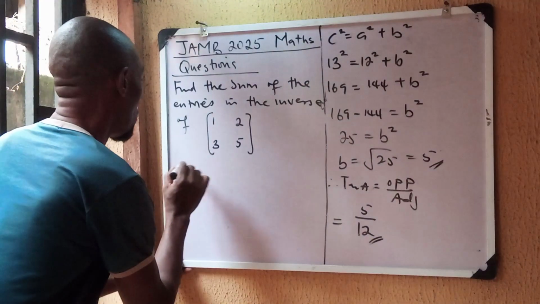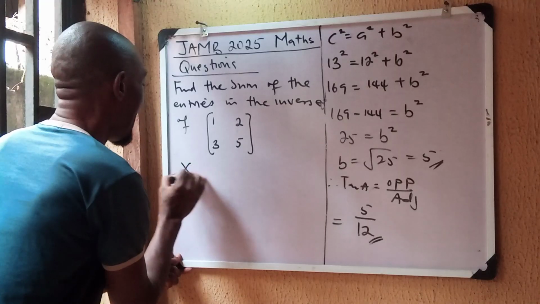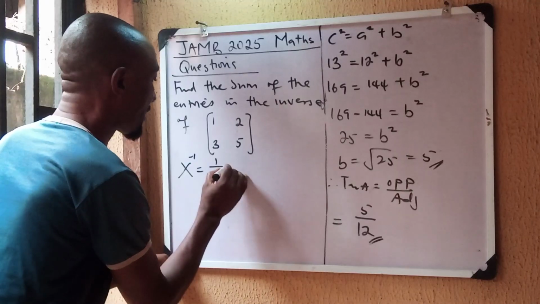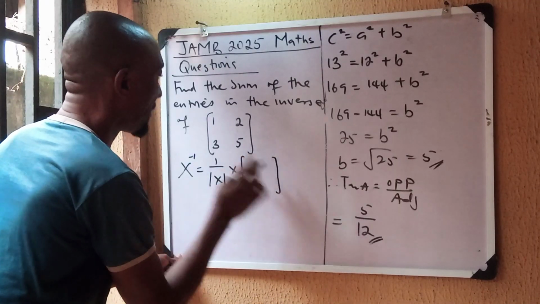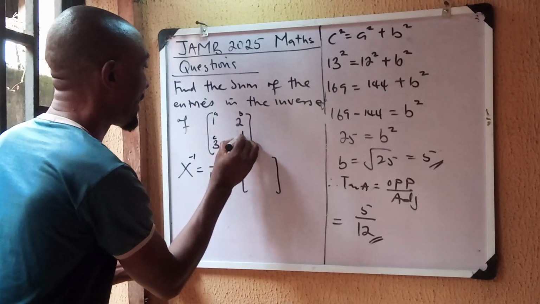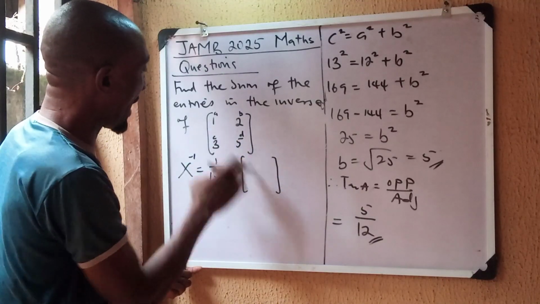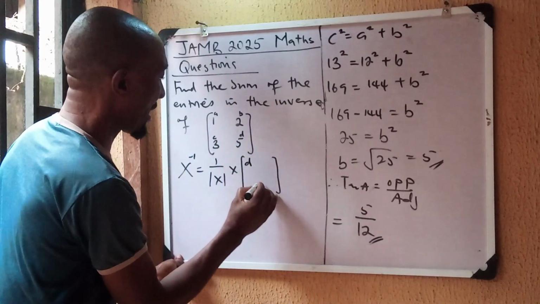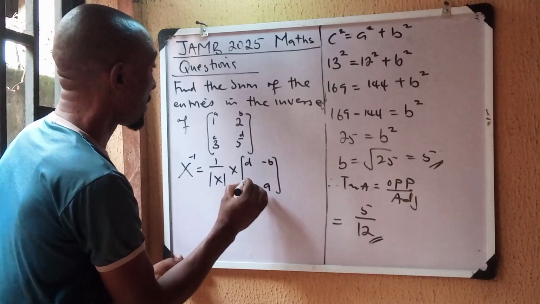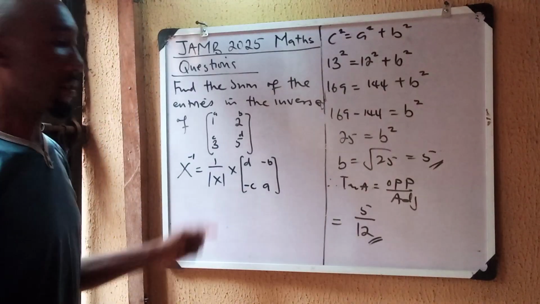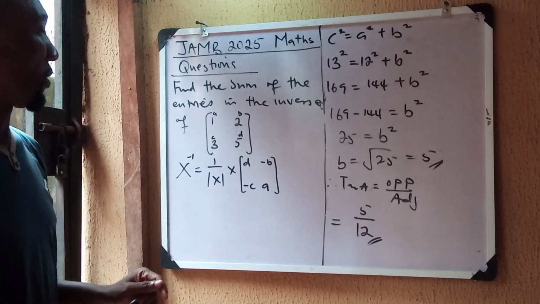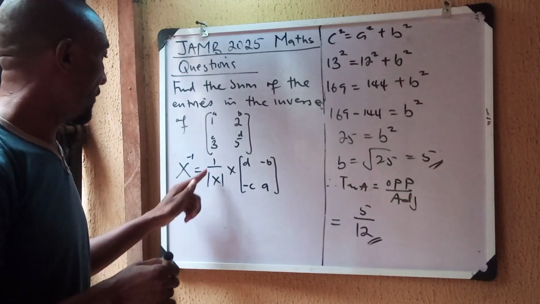If we have the matrix x, the inverse of x will give you 1 over the determinant of x multiplied by the matrix where we interchange the values. Assuming here is a, here is b, here is c, and here is d, I will interchange the values of a and d, so here becomes d, here becomes a. Then I insert negatives, so we have minus b and minus c. This is the method we're going to use to get the inverse of this matrix. Afterwards, we'll find the sum of the entries. So let's find the determinant of this 2 by 2 matrix first.